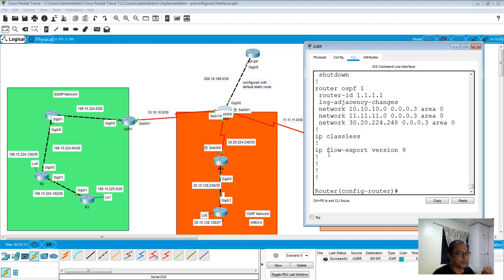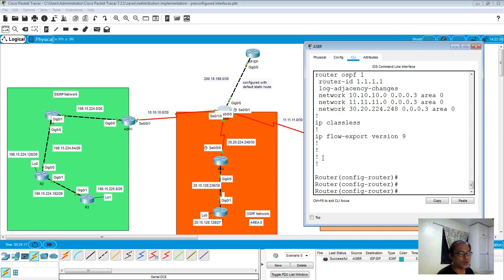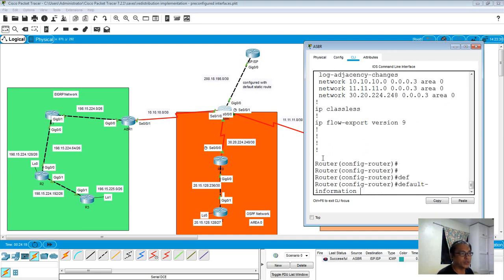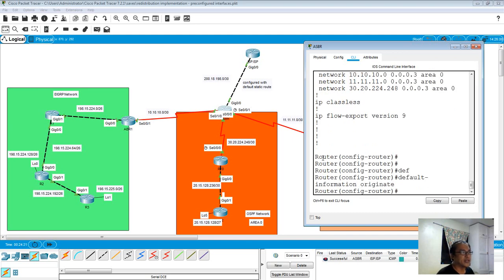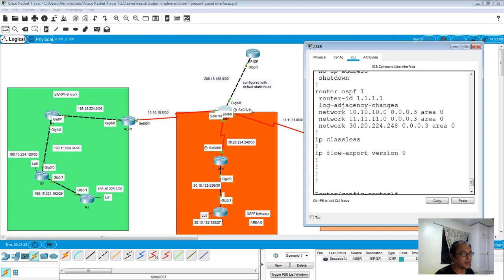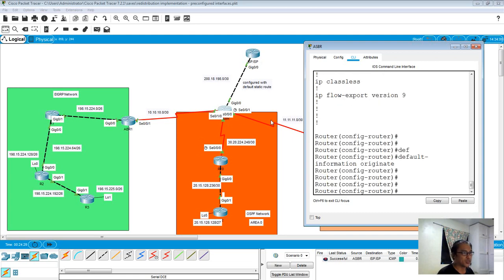There are two ways to do that, but this is the most efficient way. Inside OSPF, we give the command default-information originate. Basically, default-information originate propagates the static default route coming from the ISP, the IP route. Unless we have already created an IP route for this one, and I don't think we have yet.